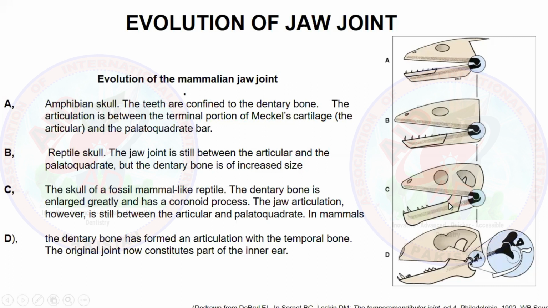And the very beautiful thing is that the jaw articulation is still between the articular and palatoquadrate bone. Right here, you see there is absolutely no difference of the joint, whether it was the reptile or the initial stages of the mammalian skull. No doubt we have the temporal fossa formation here. We have the coronoid process formation here, but we have no orientation of the temporomandibular joint.